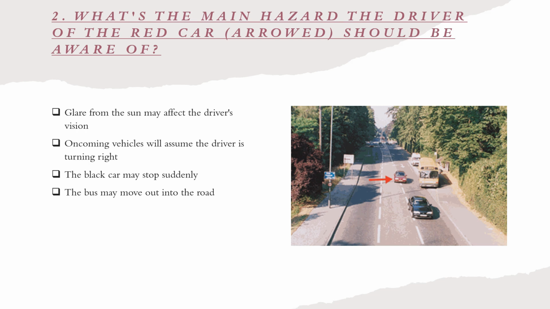2. What's the main hazard the driver of the red car, arrowed, should be aware of? Glare from the sun may affect the driver's vision. Oncoming vehicles will assume the driver is turning right. The black car may stop suddenly. The bus may move out into the road. Correct answer, the bus may move out into the road.